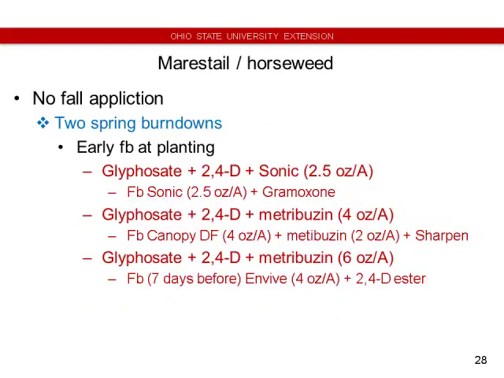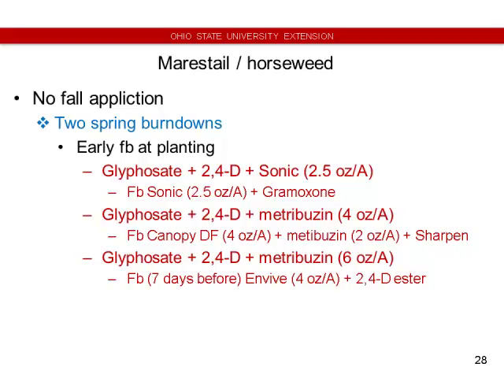Even though you do something in the fall, you still need to have a spring burn down in the spring to manage marestail. And so before planting, we can put glyphosate at about 1.125 pounds plus 2,4-D ester at a half a pound. We don't need to go over a half a pound in that burn down if we did something in the fall.